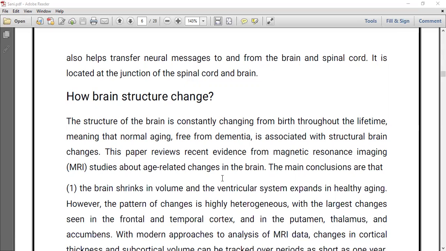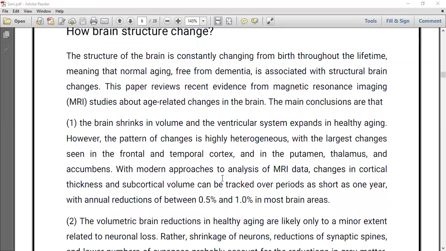This paper reviews evidence that magnetic resonance imaging, MRI, is used to study age-related changes in the brain. The main conclusions are that the brain shrinks in volume and the ventricular system expands in healthy aging. However, the pattern of changes is highly heterogeneous, with the largest change seen in the frontal and temporal cortex and in the pituitary, thalamus, and accumbens.